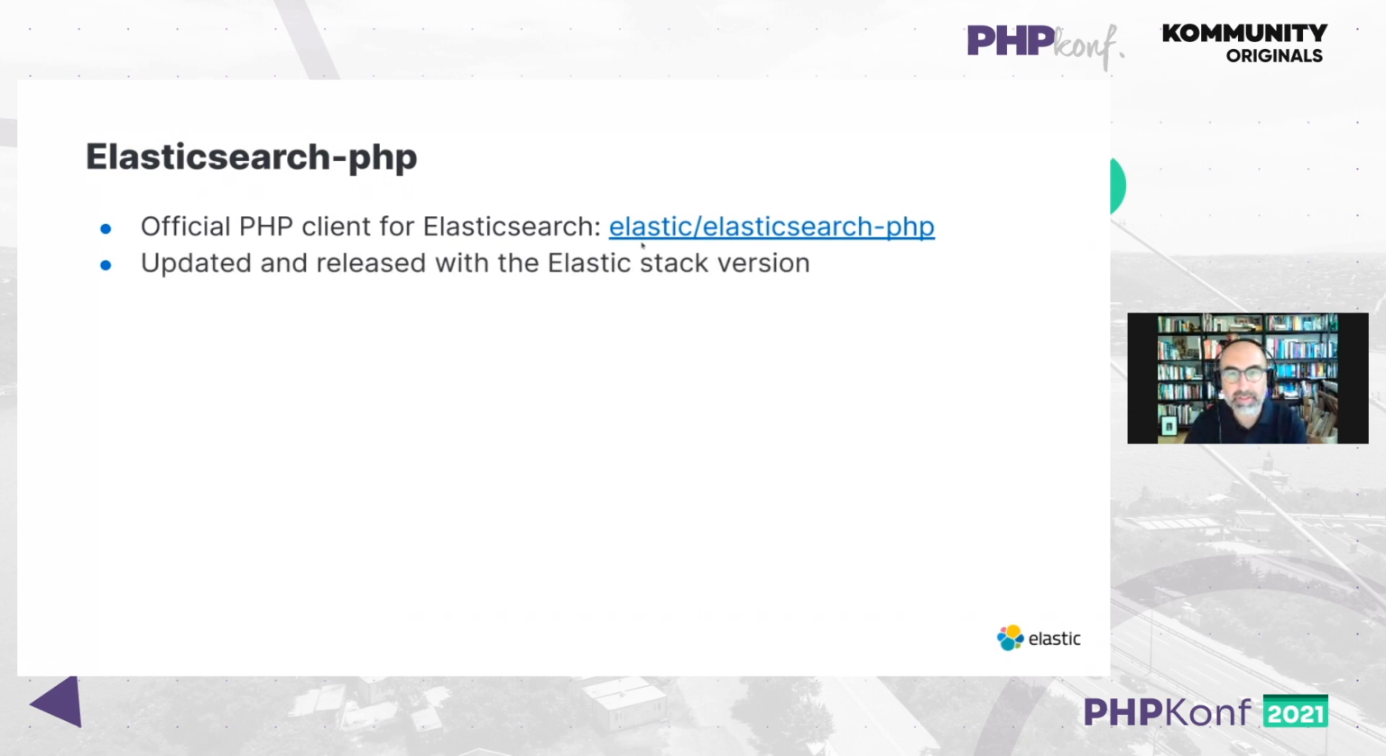And this is released every time we release the Elastic Stack. So, for instance, more or less every 2 months we have a minor release of Elasticsearch. Now we have 7.14. In the next 2 months we will have 7.15, and we will release the same day the Elasticsearch-php client. Why? Because we need to update all the API, all the new features that Elasticsearch provided in PHP.